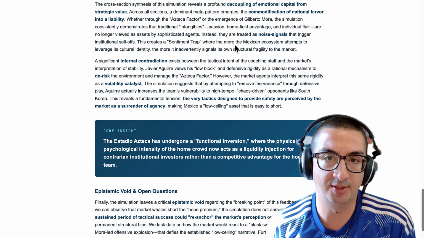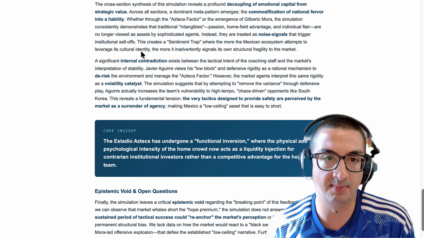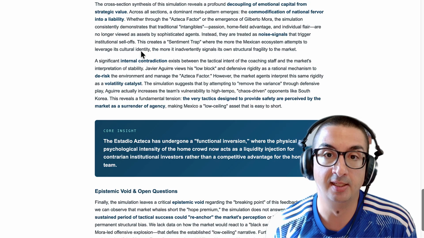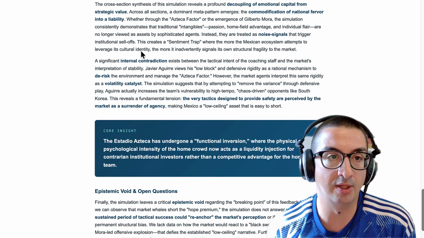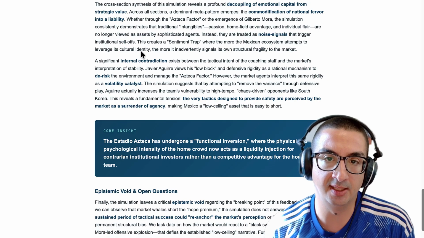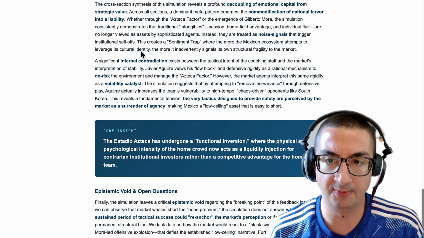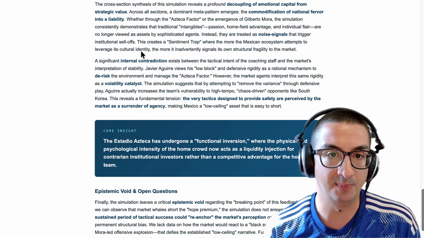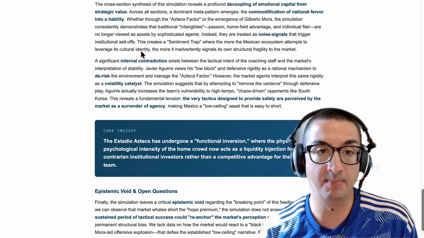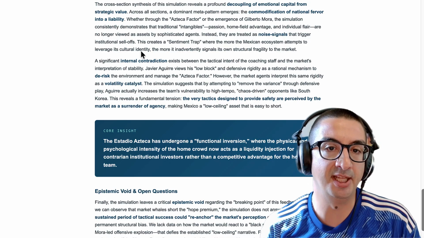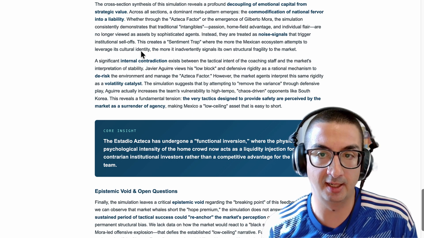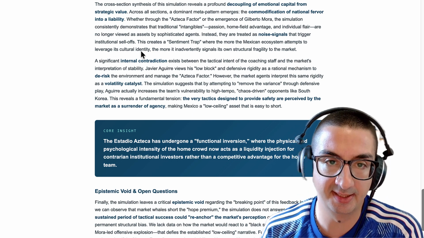This creates a sentiment trap where the more the Mexican ecosystem attempts to leverage its cultural identity, the more it inadvertently signals its own structural fragility to the market. A significant internal contradiction exists between the tactical intent of the coaching staff and the market's interpretation of stability. Javier Aguirre views this low block and defensive rigidity as a mechanism to de-risk the environment and manage the Azteca factor. However, the market agents interpret this same rigidity as a volatility catalyst.